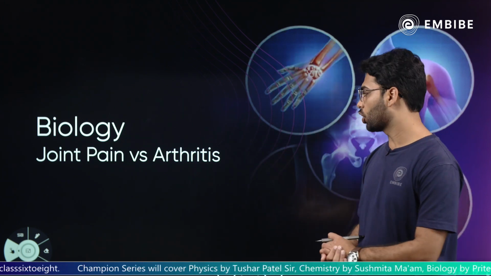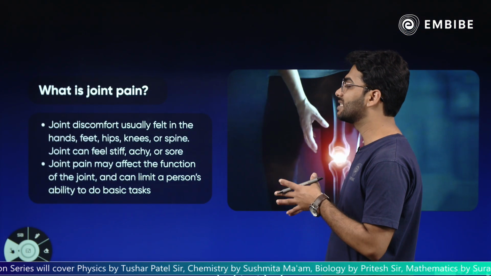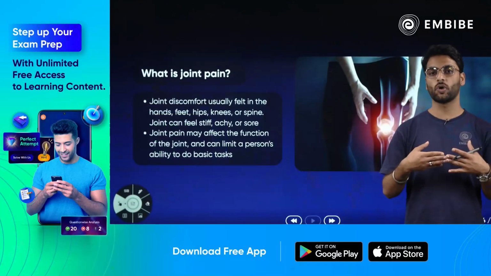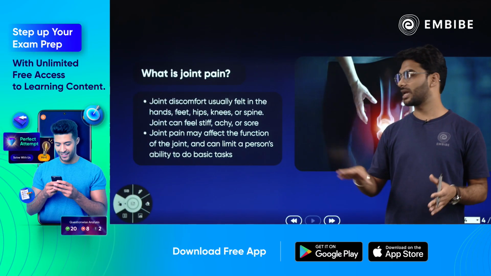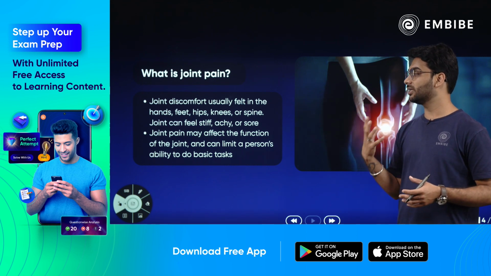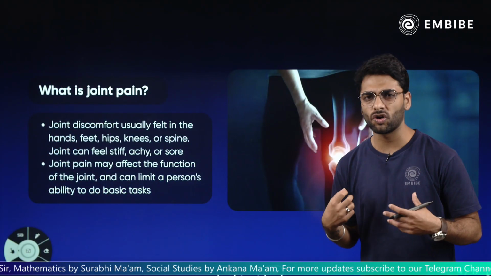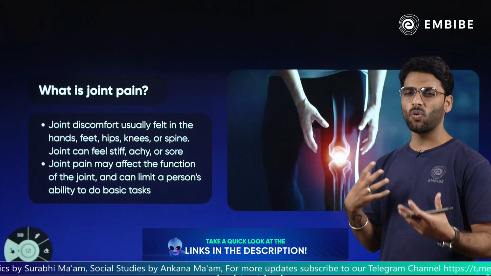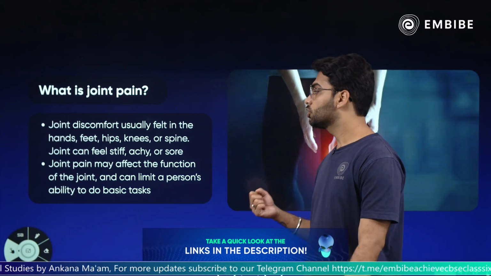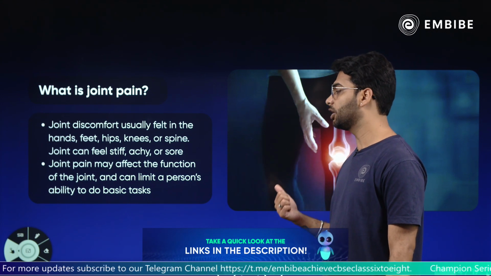So let's talk about joint pain versus arthritis. Basically, joint pain is a joint discomfort which you feel at the joints. What is a joint? Where two bones meet. So it can be in the hands, in the feet, in the hip, knees or spine. Joint can feel stiff, achy or sore. You can feel that it is stiff, you're not able to bend. It is sore, extremely painful or achy. Joint pain may affect the function of the joint and can limit a person's ability to do basic tasks.